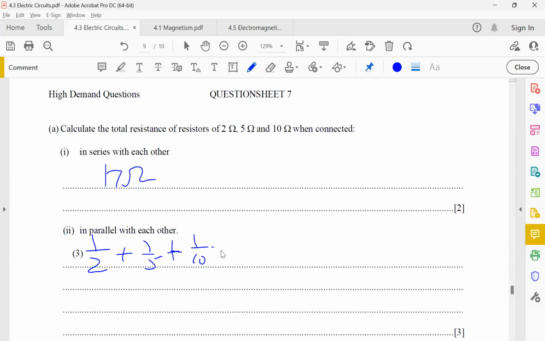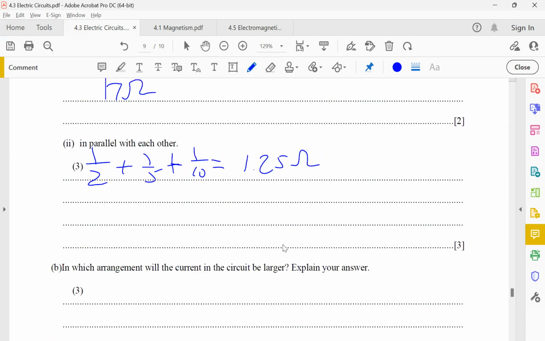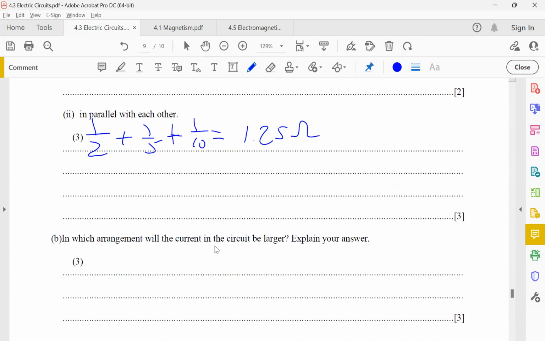Okay, anyways, press in the calculator, find this and flip it. How much is this one? 1.25 ohms. Okay, I think everyone got it. Okay, and this one here, what's the answer? Rio, what should I write here?